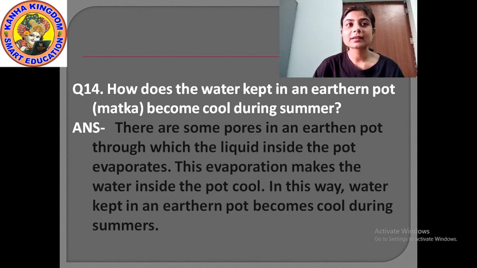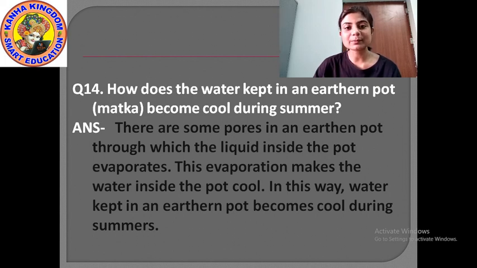The reason, the answer, is that there are some tiny pores in an earthen pot through which the liquid inside the pot evaporates. Yes or no? When a liquid evaporates, it makes the surrounding cool. This evaporation makes the water inside the pot cool. In this way, water kept in an earthen pot becomes cool during summer.